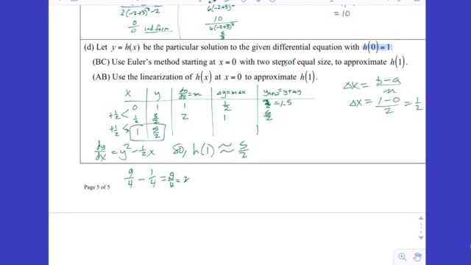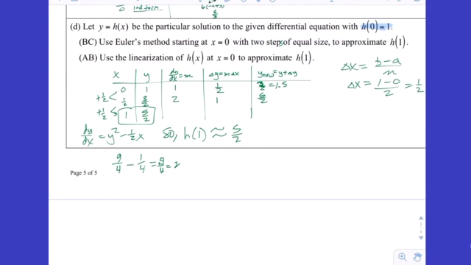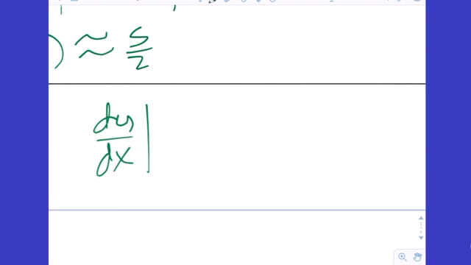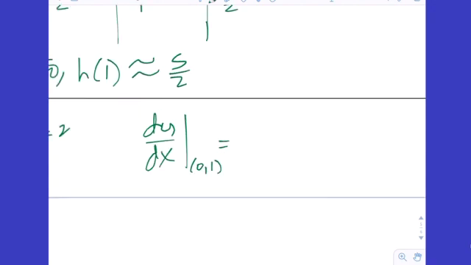Let's quickly do the AB. We have time. Use linearization of h of x at 0 to approximate h of 1. Now, if you want, you could do Euler's method. Just do it with one step, but your delta x is going to be not 1/2, but 1. But let's just do it the way that we did it back in the day. Let's go ahead and write the equation of the tangent line. So let's find dy/dx at the point (0, 1). That gives us our slope.